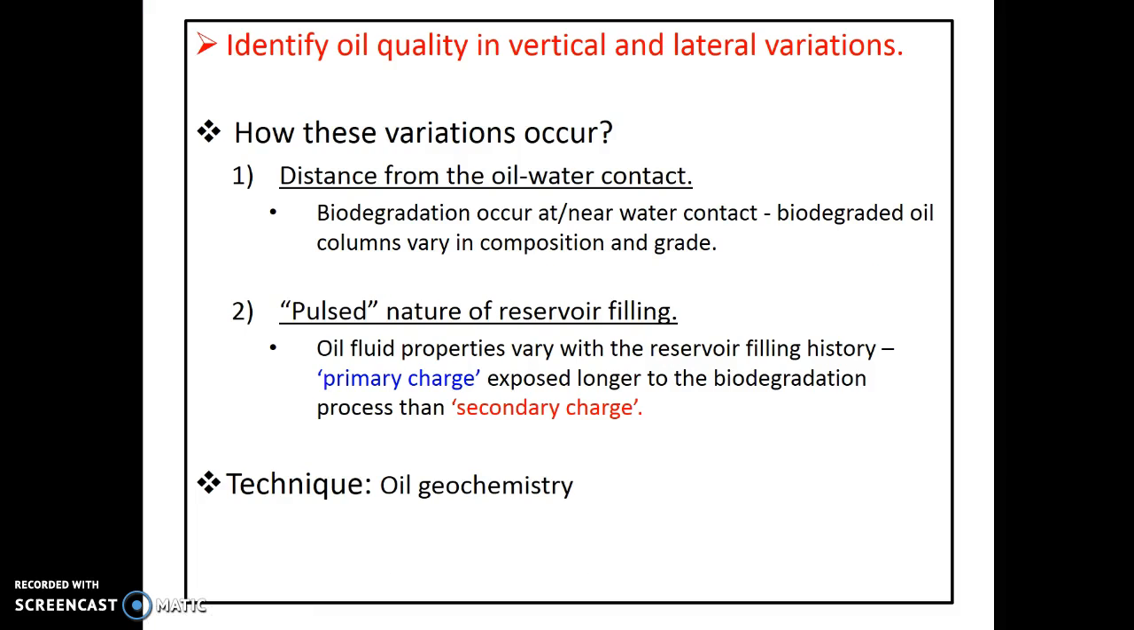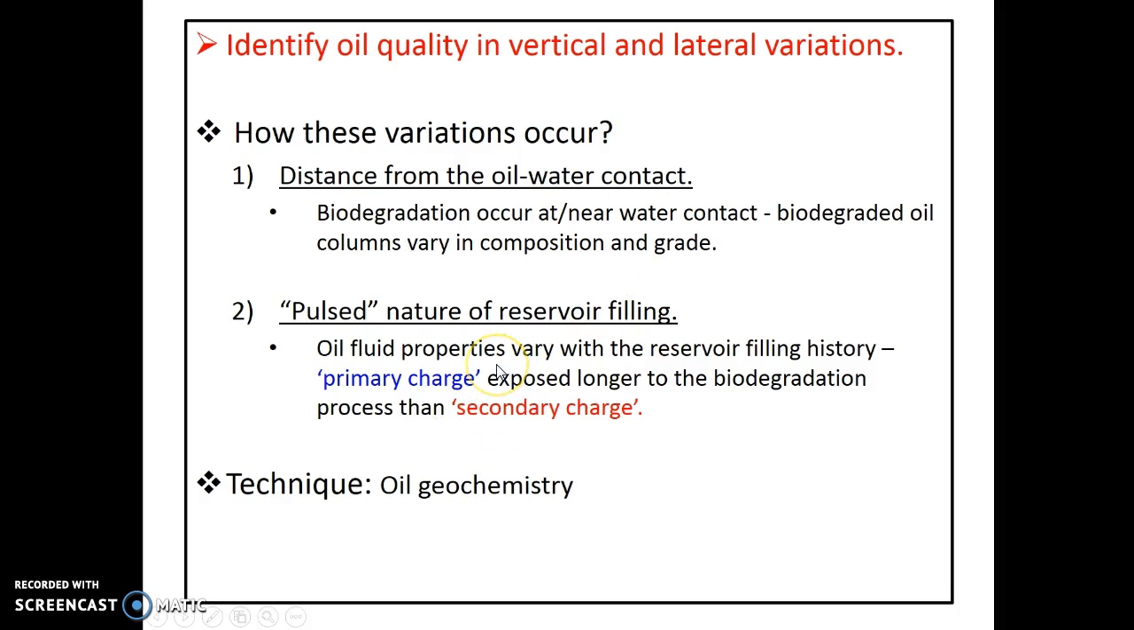Alright, the oil quality can vary vertically and laterally. So part of your duties is to identify these variations. How does this variation happen? First, due to distance from the oil-water contact. Biodegradation occurs at or near the water contact normally, and thus the biodegraded oil columns vary in composition with grade, with most of the biodegraded oil occurring near the oil-water contact.